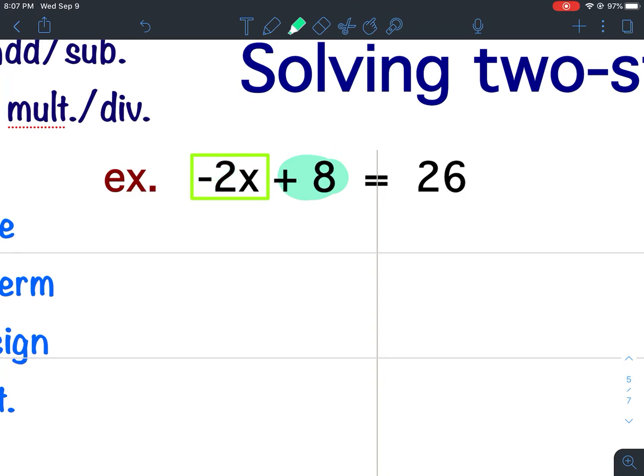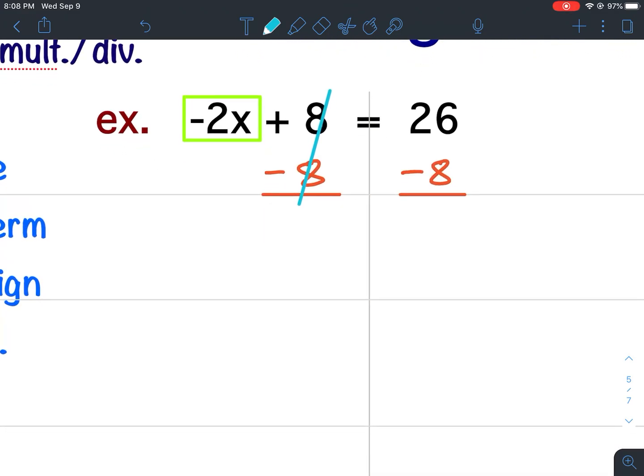That means I'm going to get rid of the 8 first. So the first step will be to get rid of the number outside of the box. The first step would be to get rid of the number outside of the box using either addition or subtraction. Well, in this case, I have a positive 8, so the inverse operation would be to subtract 8 from both sides, because it would be negative 8. So the inverse would be to subtract 8 from both sides. That allows me to cancel the 8's. Now I bring down what is in the box, everything in the box. So I have a negative 2x. Keep your equal signs lined up. And 26 minus 8 is 18.